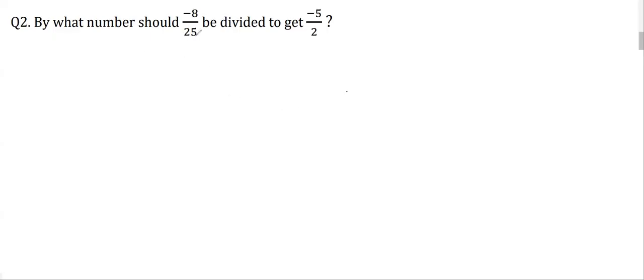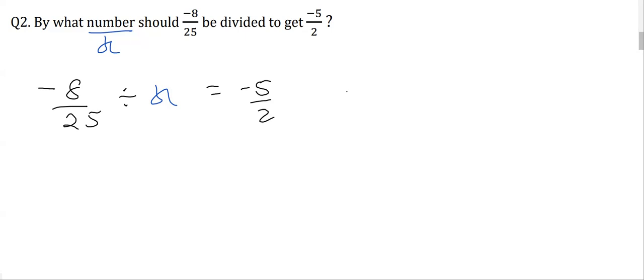In the second question, which is from the chapter Rational Numbers, it says, by what number should this be divided to get minus 5 by 2? So let's say the number with which this is divided is x. So we can say here minus 8 over 25 is divided by x to get minus 5 by 2. Now, this x is divided here, so if you transpose it to the other side, it should be multiplied.